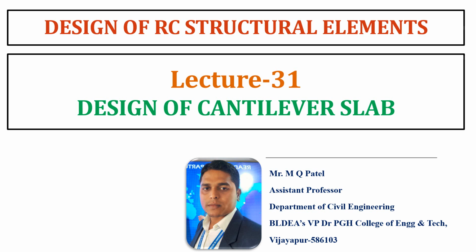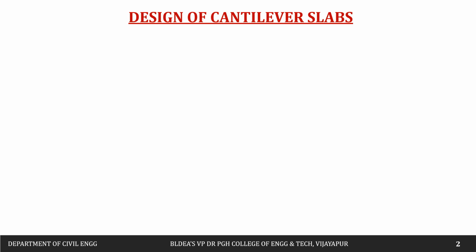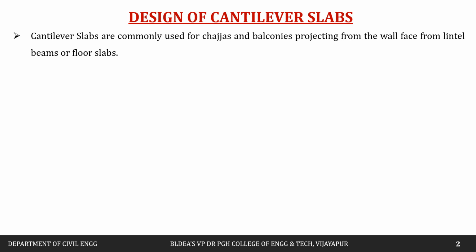In this video, we are going to see the design of cantilever slabs. In the previous videos, we have covered design of one-way slab and two-way slabs. So let us start with the design of cantilever slabs. Cantilever slabs are commonly used for chhajjas and balconies projecting from the wall face or from the lintel beams or from the floor slabs.